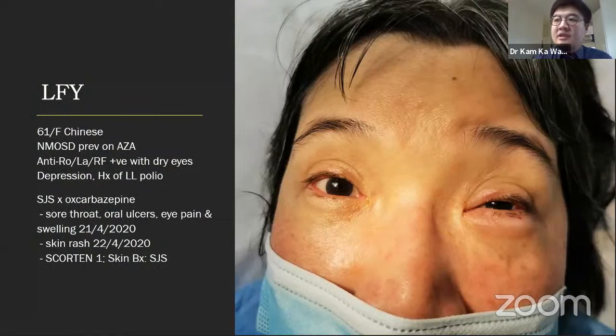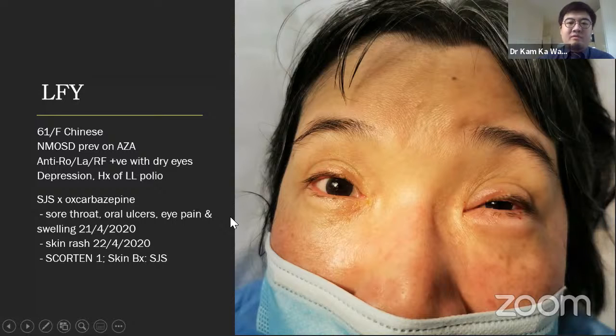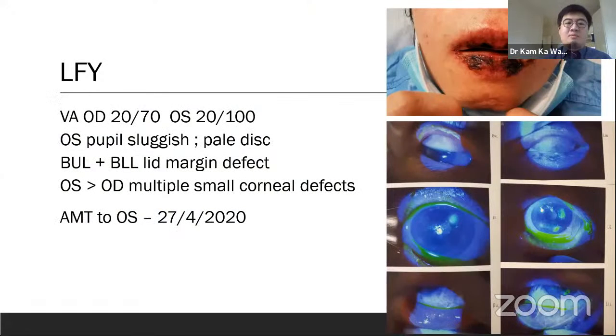The last patient is Miss L, who is a 61-year-old Chinese lady. She had a very complicated medical history. She had neuromyelitis optica, and she was put on immunosuppression. Her left eye had a history of optic neuritis before, left with a pale disc, and the left eye vision was poor. Upon presentation, there were multiple corneal defects on the left side, and a small defect on the right side.